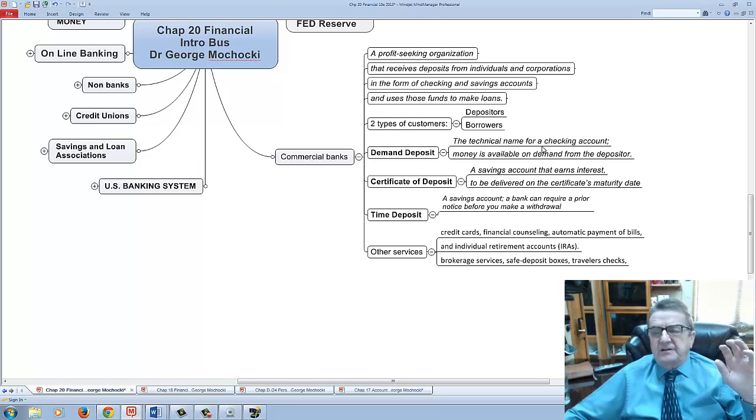Demand checking is a technical name for a checking account. We don't call it a checking account, we call it a demand deposit. The minute I write it, I want my money right away. Okay, certificate of deposit, a savings account that earns interest.